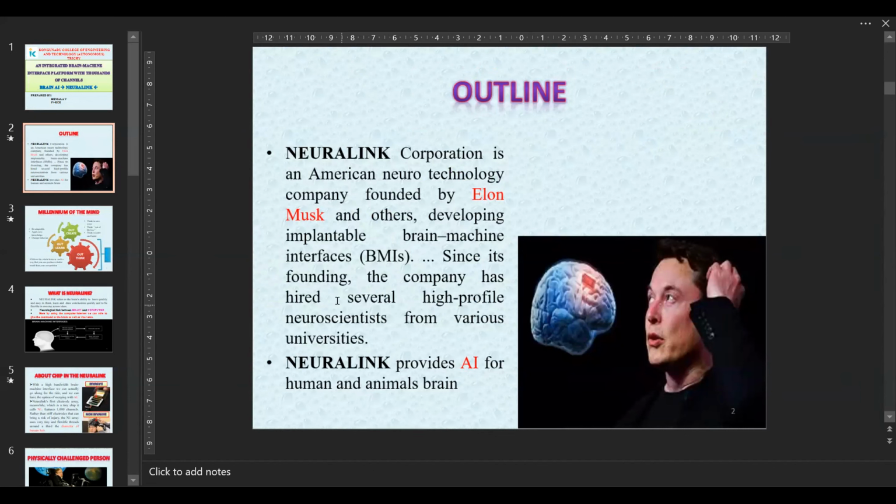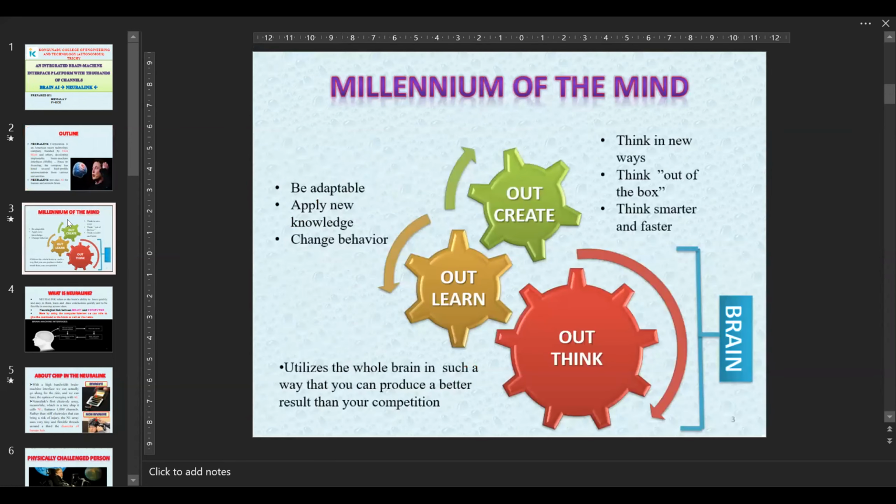This is a high-profile neuralist team from various universities, which is related to artificial intelligence. The mind has different capabilities like being adaptable, applying new knowledge, changing behavior, thinking new ideas, and thinking out of the box, and even our brain has the capability of mobility and sensory activity. All our activities are controlled by our brain.